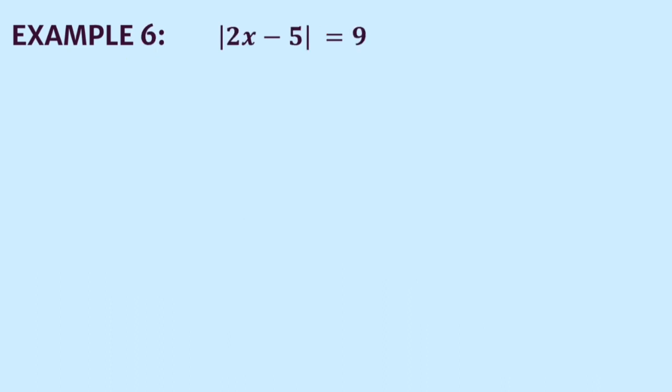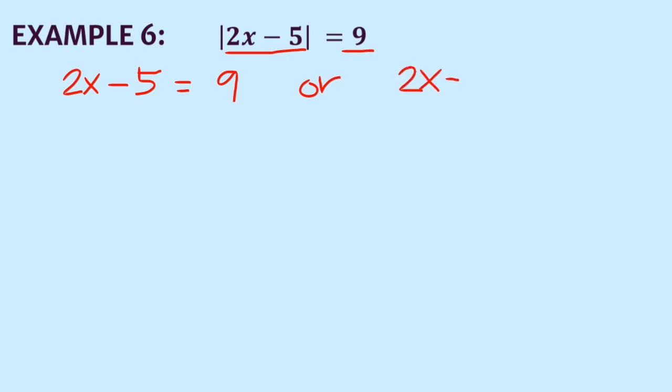Okay, let's have another example. The absolute value of 2x minus 5 is equal to 9. Again, for statement 1, you have to take out the expression inside the absolute value notation, so it is 2x minus 5, and equate it to the positive value of our right hand side, which is 9. And for the second statement, you have to take out again the expression inside the absolute value notation and equate it to the negative value of the right hand side, which is negative 9.